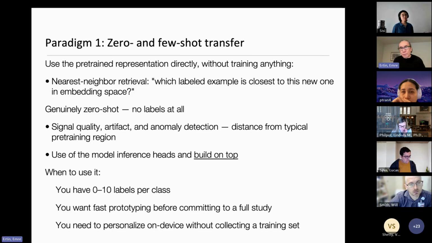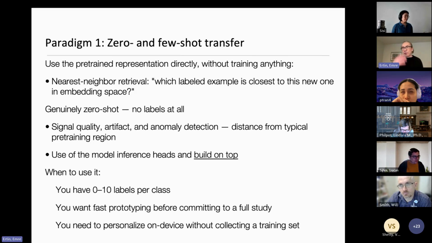The paradigm is perhaps more suitable when we have very few labels per class. We don't have a lot of labeled data. We want fast prototyping, just to see if this idea is worth exploring.